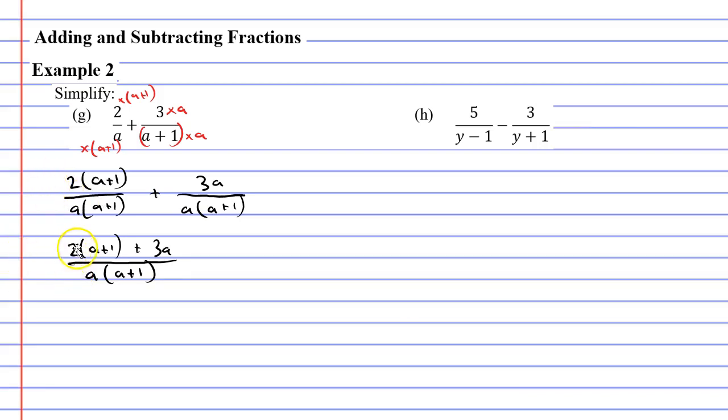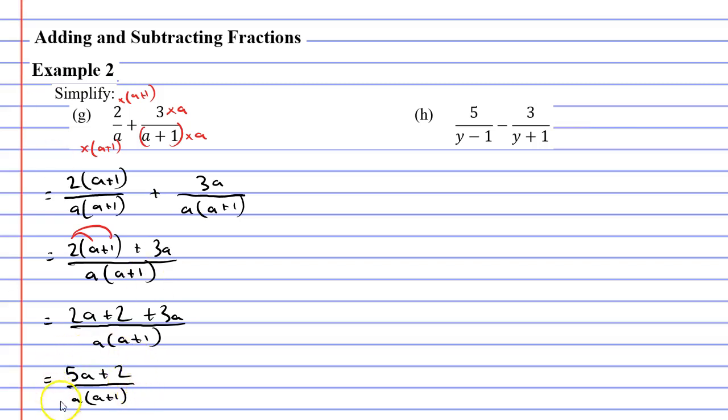Now what I'm going to do is expand the 2 bracket a plus 1. I'm not going to worry about expanding the denominator, at least not for now anyway. So when I expand my 2 bracket a plus 1, I get 2 times a and 2 times 1. So I'm going to get 2a, and 2 times 1 is 2. And then plus the 3a. All of this over a bracket a plus 1. I can simplify my numerator by combining my 2a and my 3a. 2a plus 3a is 5a plus the 2. And then the denominator remains as a bracket a plus 1.